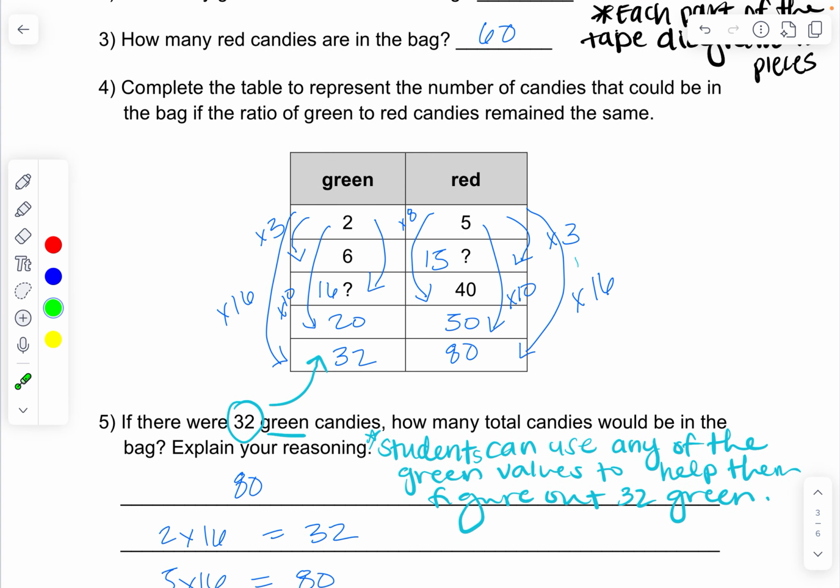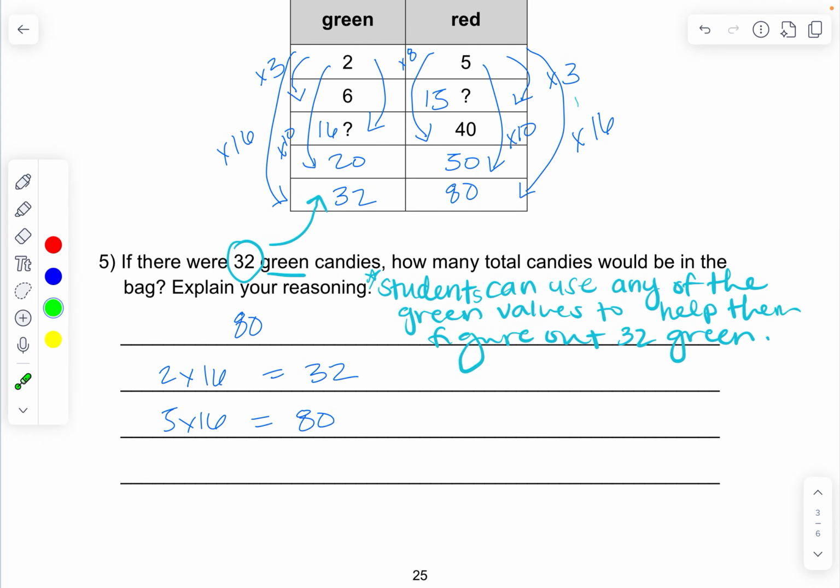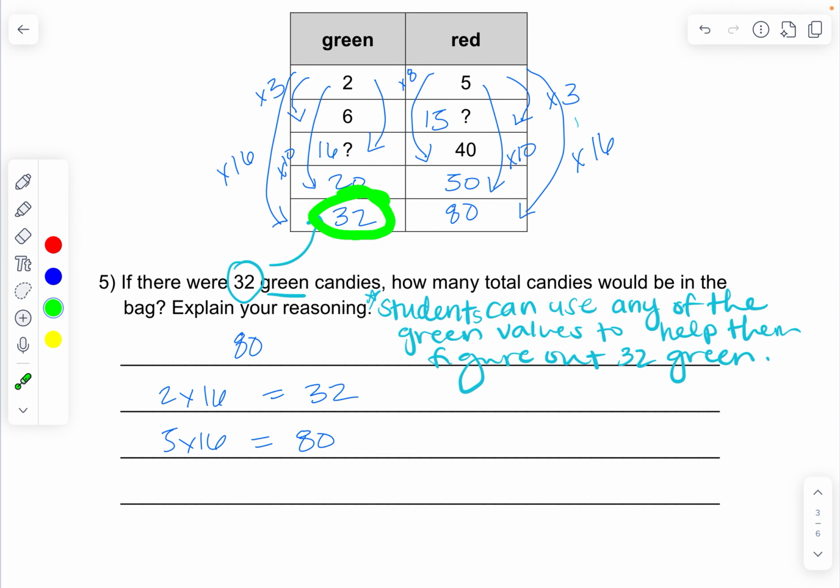This question also gives you space to make your own problems. However, question 5 asks, if there are 32 green candies, so making sure you're putting the 32 in the green, how many total candies would be in the bag? So even when we did this work, we did it wrong. It says how many total candies would be in the bag. So 32 green, we have to ask ourselves, how do we get from 2 to 32? By multiplying by 16. So if I multiplied by 16 on the green side, I need to multiply by 16 on the red side. 5 times 16 gives me 80.